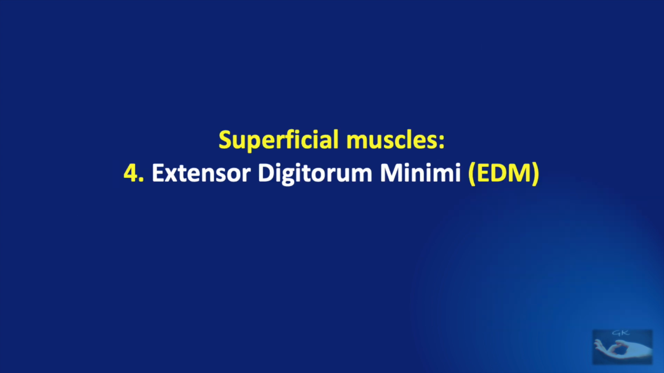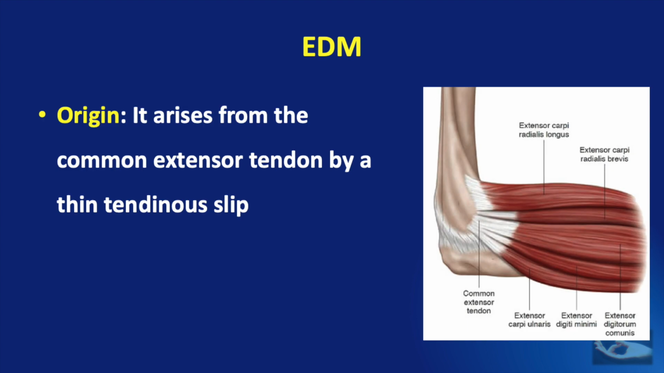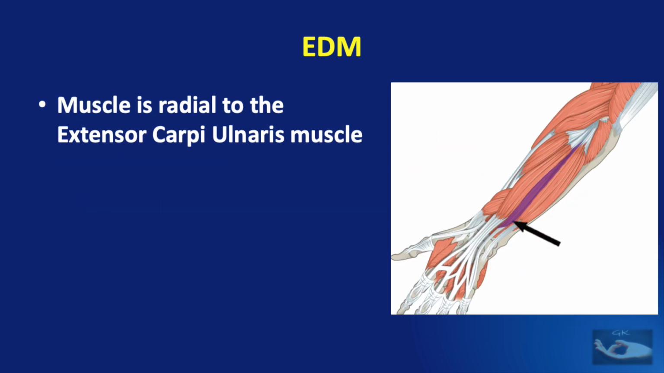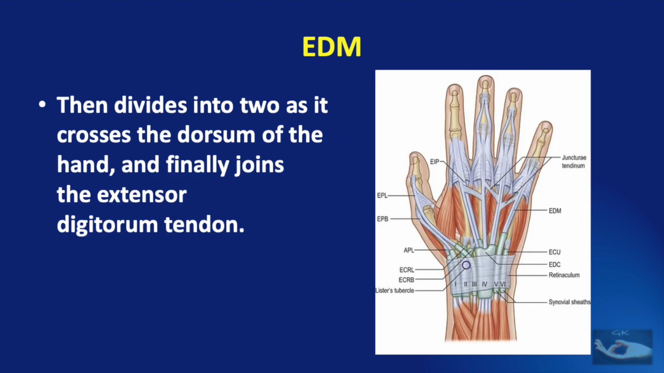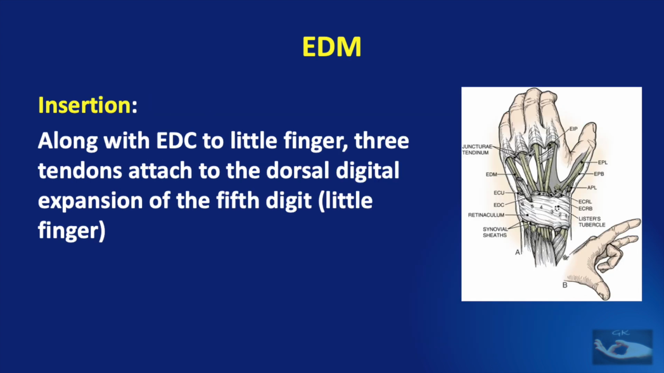The extensor digitorum minimi muscle also arises from the common extensor tendon by a thin tendinous slip. This muscle lies radial to the extensor carpi ulnaris muscle, and the tendon passes through a compartment on the extensor retinaculum posterior to the distal radioulnar joint. This is the fifth dorsal extensor compartment. It then divides into two thin tendons as it crosses the dorsum of the hand and finally joins the extensor digitorum tendon to the little finger. Along with the EDC to the little finger, these three tendons attach to the dorsal digital expansion of the fifth digit, that is the little finger.